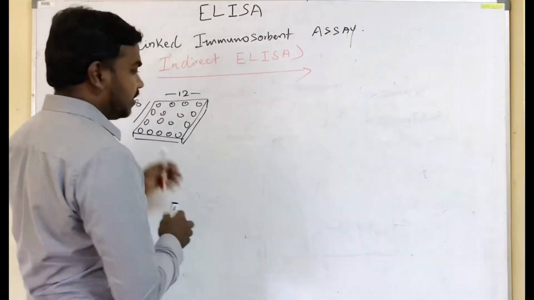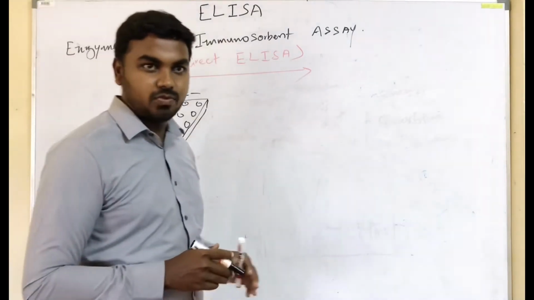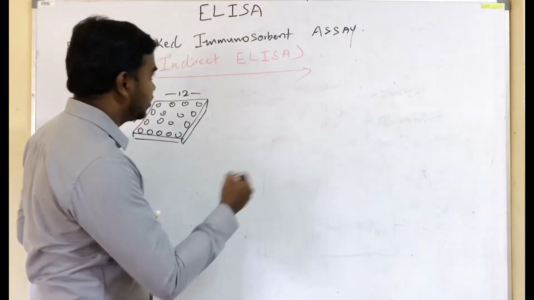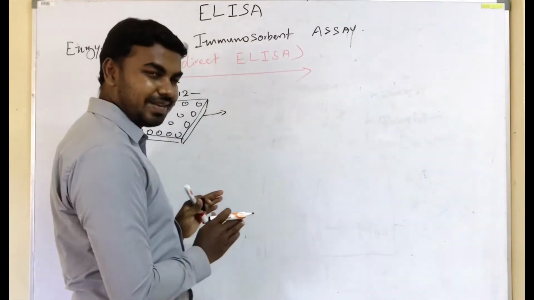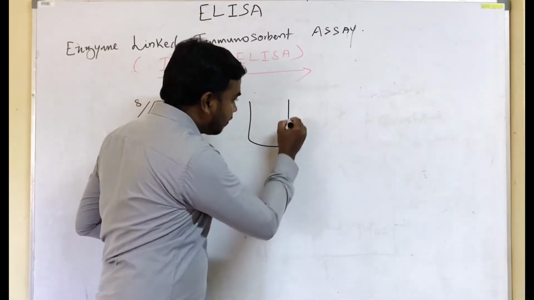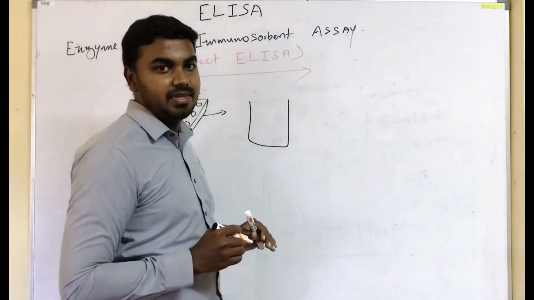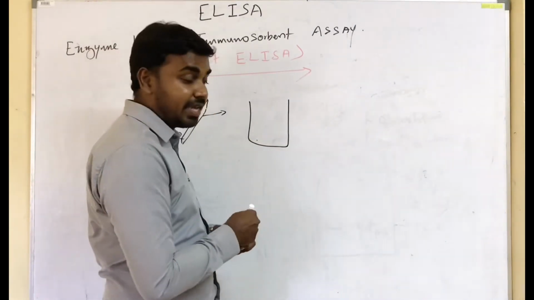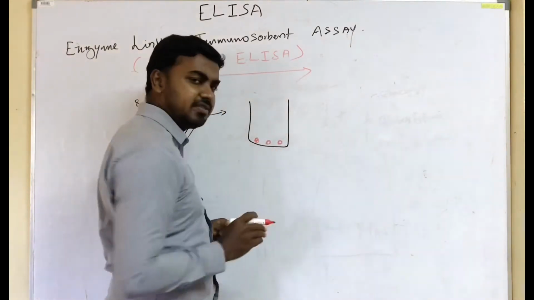So if I want to go to indirect ELISA, what do you mean by indirect ELISA? Very simple, it's only a few steps. I'm going to draw only one well, as I cannot draw all the 96 wells. In indirect ELISA, inside the well you can see only antigens attached. There are certain antigens attached.